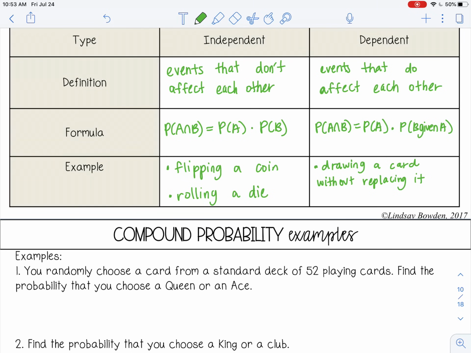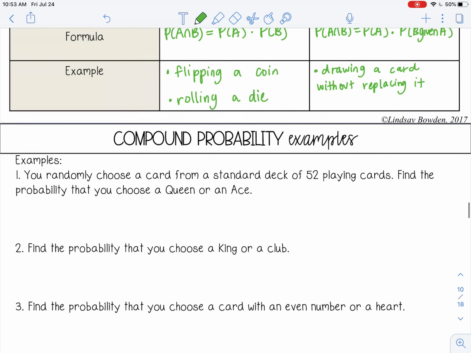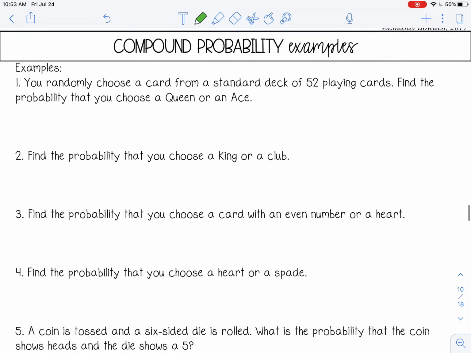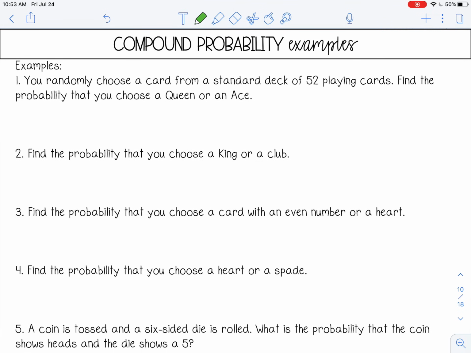All right, let's go over some examples. So these examples will involve a deck of cards. If you want to print a picture of a deck of cards from online, that might help you if you're not familiar with a 52 card deck. All right, so number 1, you randomly choose a card from a standard deck of 52 playing cards. Find the probability that you choose a queen or an ace.